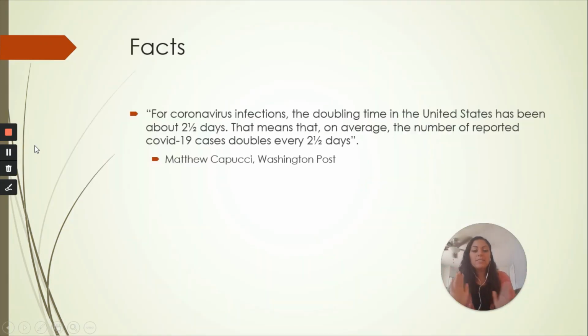As per the Washington Post, I found this statistic. They've gathered data. This is what is out there right now. For coronavirus infections, the doubling time in the United States has been about 2.5 days. That means that on average, the number of reported COVID-19 cases doubles every 2.5 days. So doubles means, what is our common ratio? What is this virus multiplying by? 2, right? Doubles, 2. Now, this is occurring every 2.5 days.